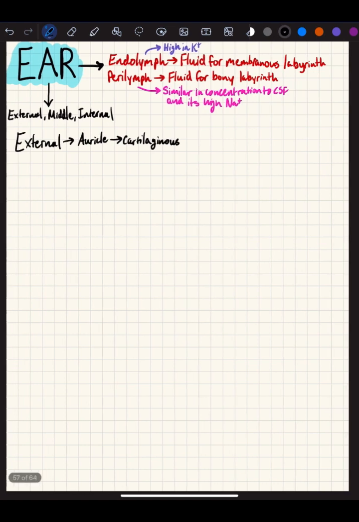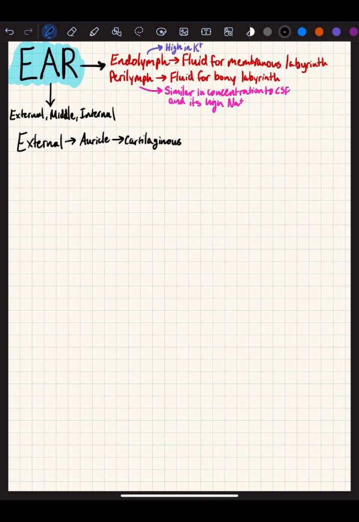If you need me to explain what that means, you should drop out. And it directs sound vibrations, which we're going to abbreviate from now on as SV, because I'm lazy, to the external acoustic meatus. Now that's the first part of the external part of the ear.